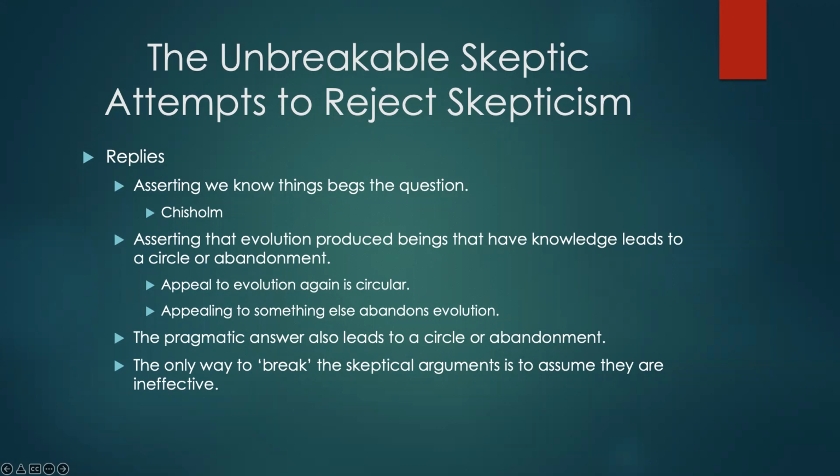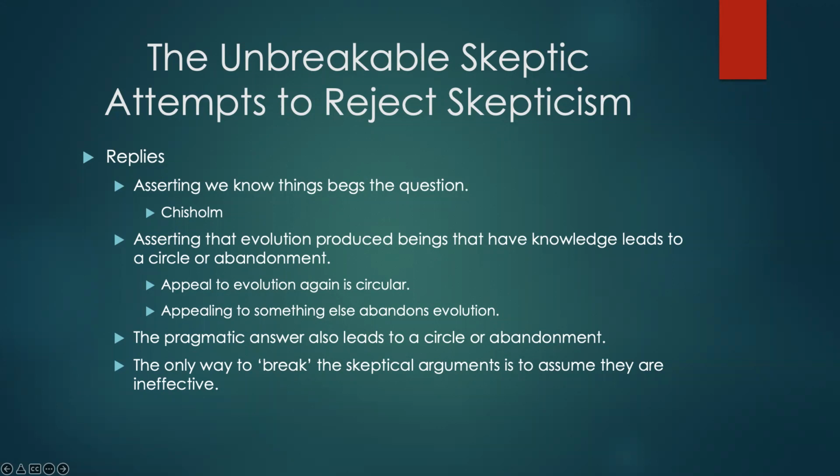Basically, it's kind of like there's a classic movie called War Games. Spoiler for a 40-year-old movie: the way you win nuclear war is by not playing nuclear war. And so Chisholm, in a way, is saying the way you win skepticism is you don't play for the skeptic. Once you start playing with a skeptic, you're already lost.